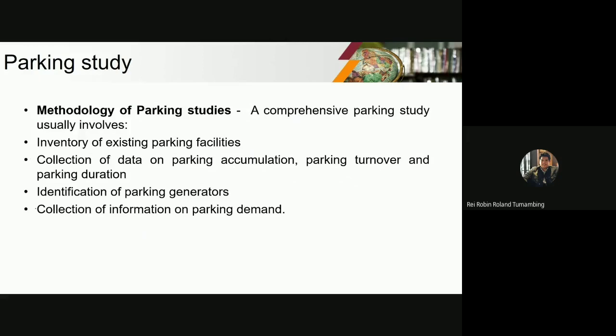So, itong inventory, okay, you have to, again, see first what is the current state ng paglalagyan mo ng parking facilities or pag-aaralan mong parking facilities. Okay? Gaano ba kalaki, gaano kalayo yung different parking facilities from the parking generators natin.